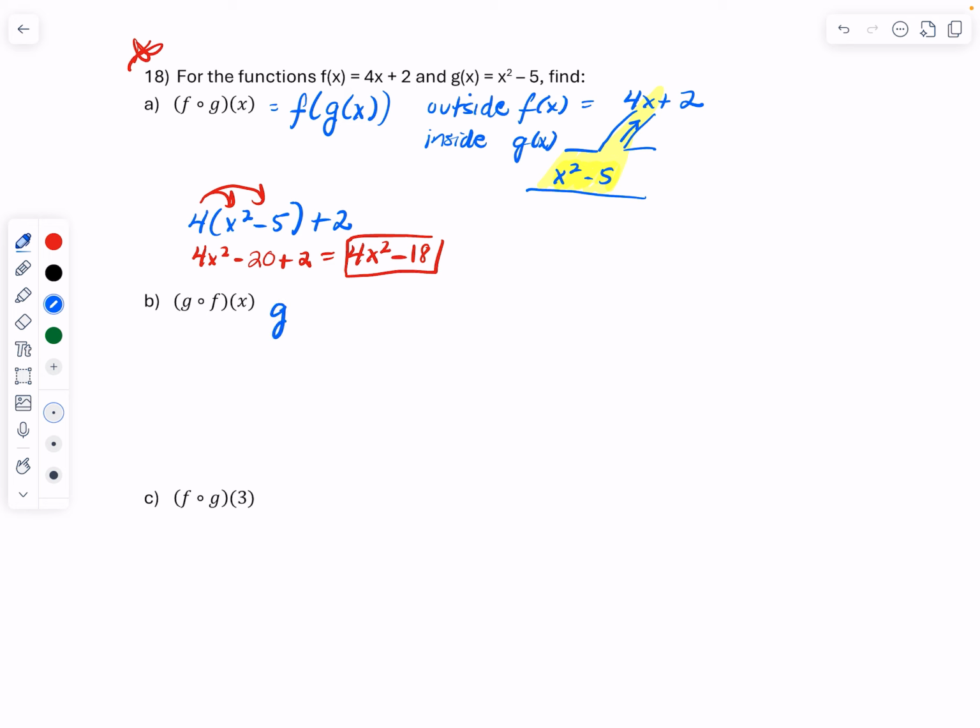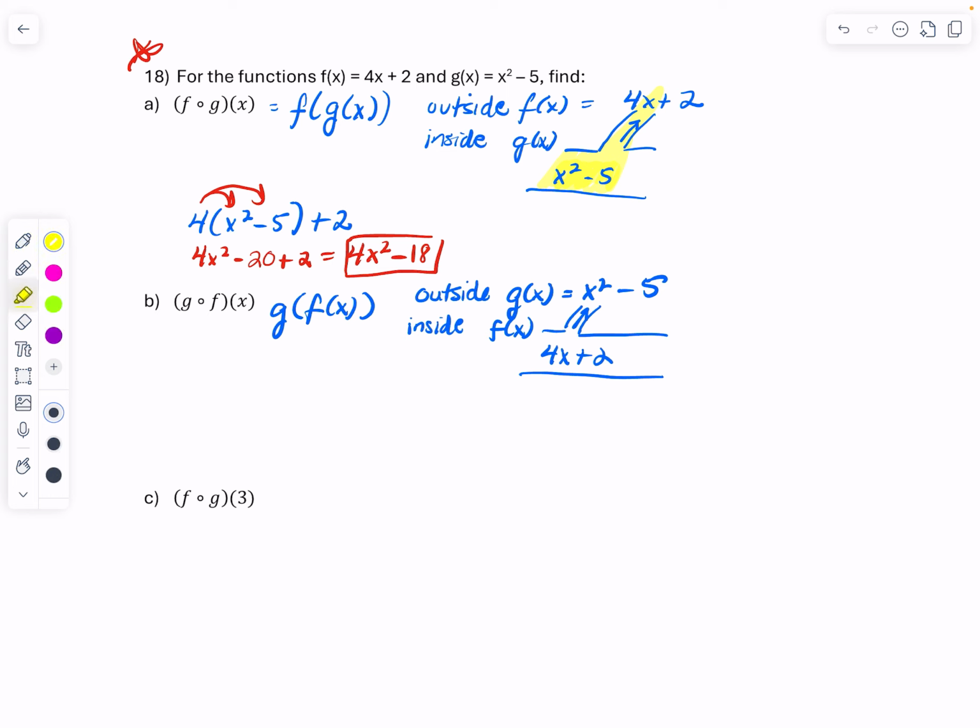So g this time around is the outside function, and f of x is the inside function. So I'm going to write the outside function first, which is g of x, and g of x is equal to x squared minus 5. All right, so the inside function is f of x, which was 4x plus 2. Wherever I see x in the outside function, I'm merging in the entire inside function.